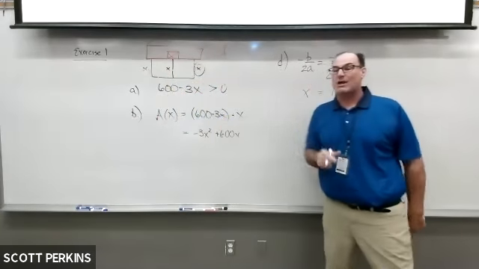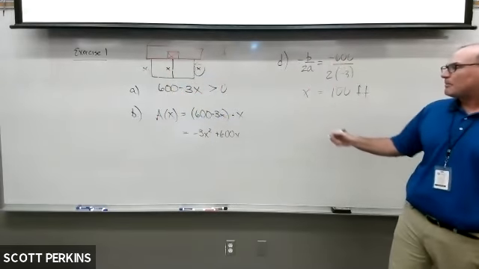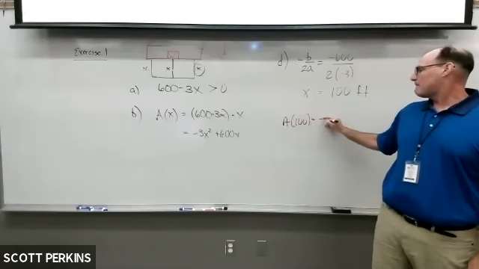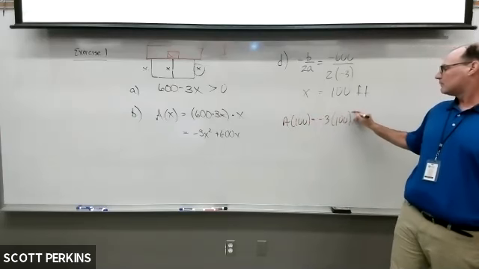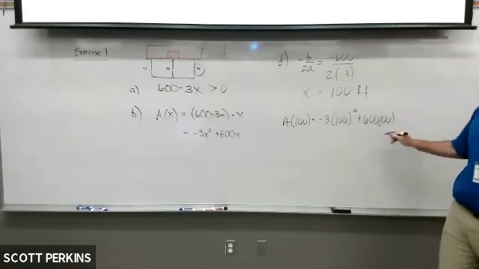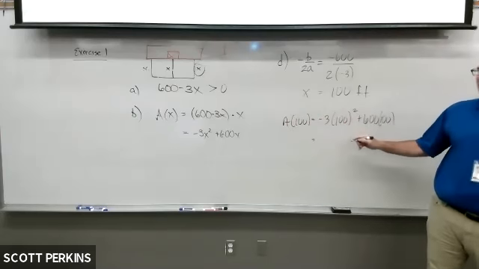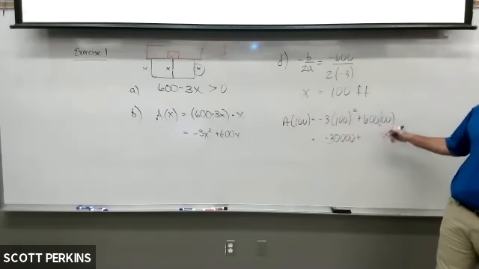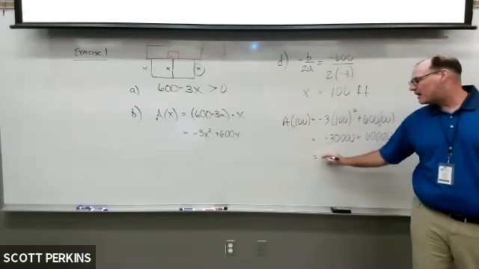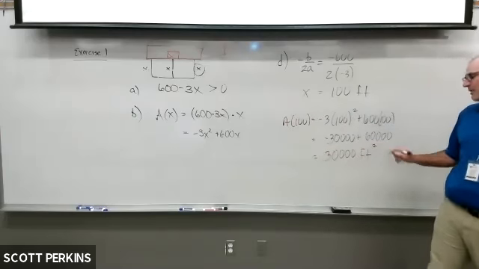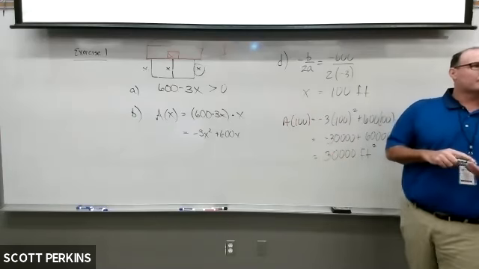But what we're asked is, what is the maximum area? So I'm going to put 100 into my area function. And so 100 squared is 10,000, so that's negative 30,000. 600 times 100 is 60,000. And so what we end up with is the farmer can enclose a maximum of 30,000 square feet.